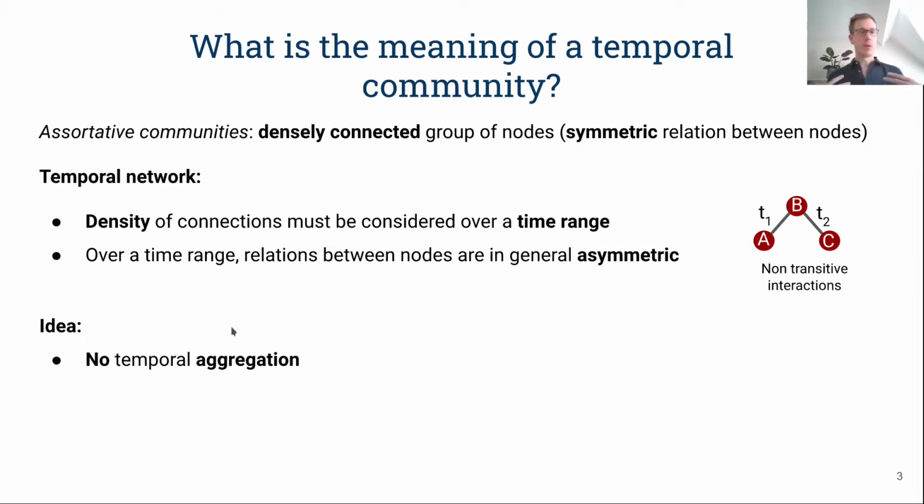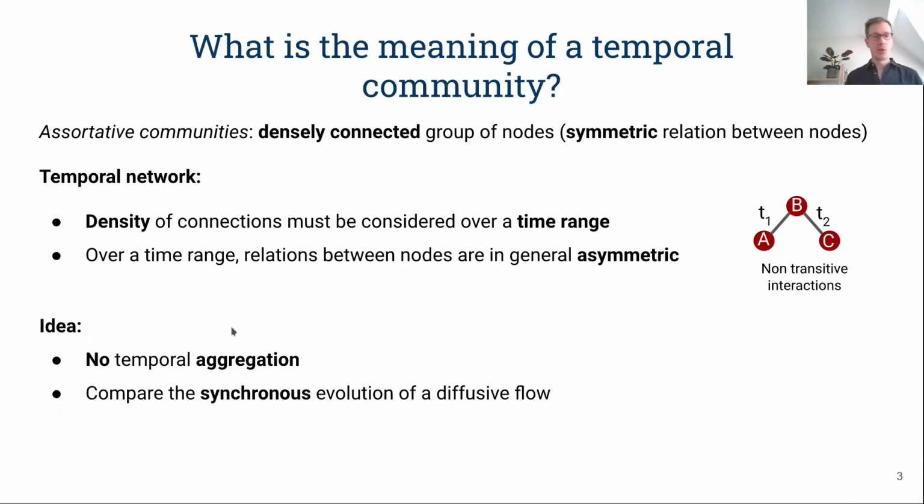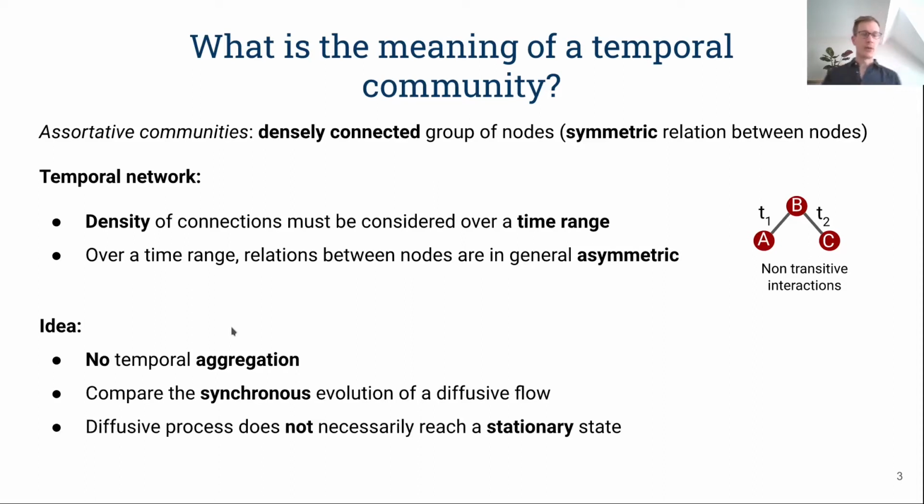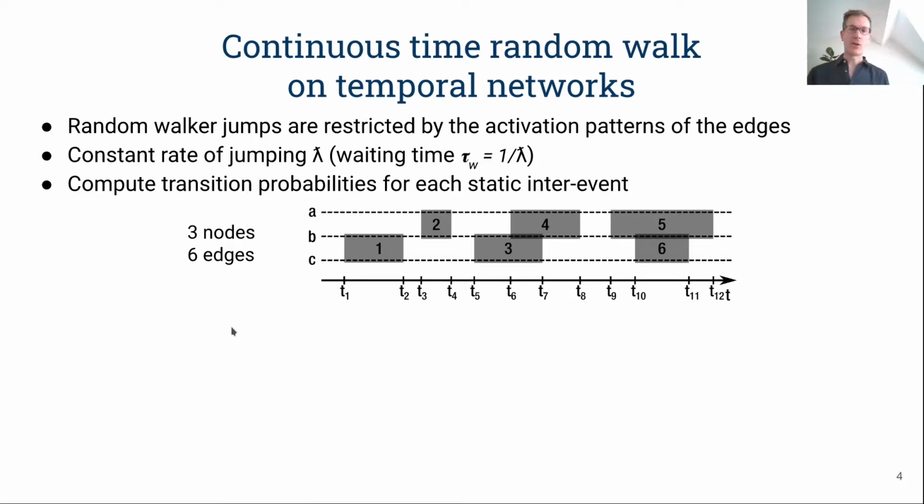So here our idea was the following. We want to develop a method where we don't use any temporal aggregation, and we want to compare a synchronous evolution of a diffusive flow on this network, without making any assumption on the stationarity of this process. So first, how can we model a diffusive flow on a temporal network? Well, we can use the continuous time random walk model, where random walkers jump from node to node, and their jumps are restricted by the activation patterns of the edges. They also have a constant rate of jumping, lambda, or if you want, a waiting time, 1 over lambda.